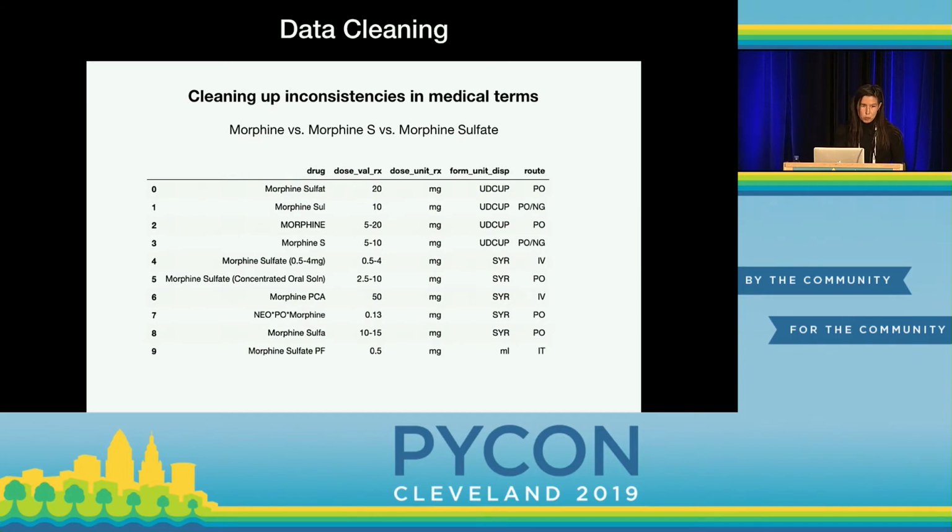Another example is morphine, which we can see in this table here. There are all these different variations of describing morphine. So you can say morphine sulfate, morphine S, morphine all caps. And as part of our pre-processing, we need to standardize all of these drug names.